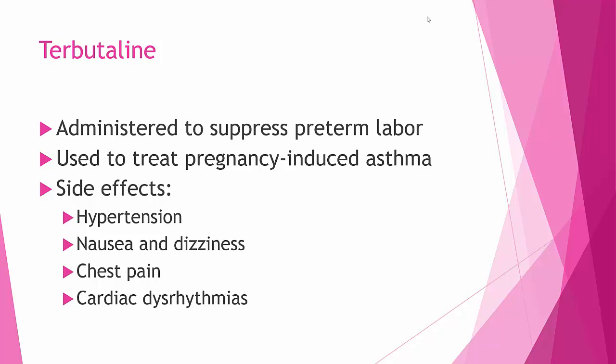All right. It can also be used to treat pregnancy-induced asthma because, like I said, it's a sympathetic agonist, so it's going to work on the beta-2s. It also works on the beta-2s in the lungs, so it's going to have a bronchodilatory effect as well, much like albuterol. All right. Side effects of this: hypertension, nausea, dizziness, chest pain, and cardiac dysrhythmias. So potentially pretty much the same ones as most of your sympathetic agonists already.